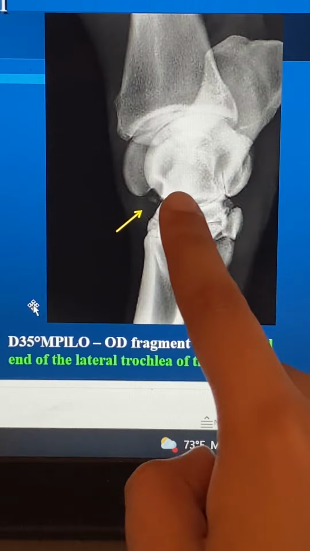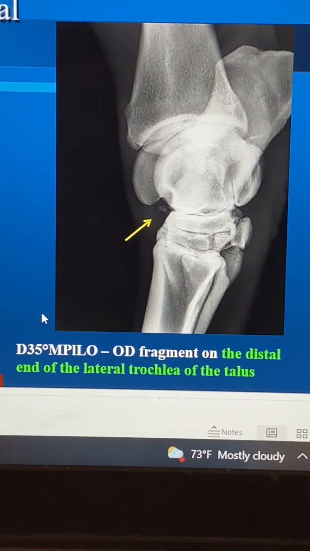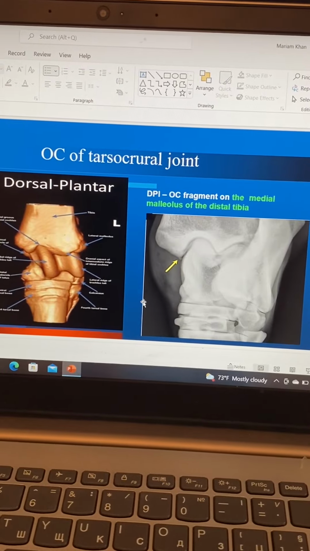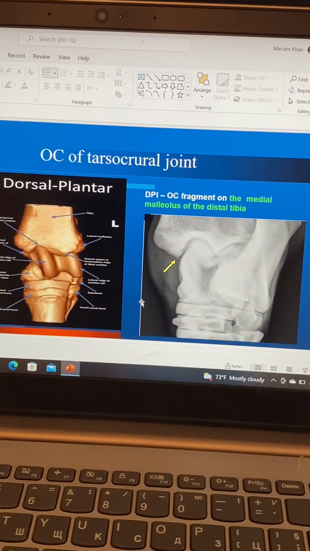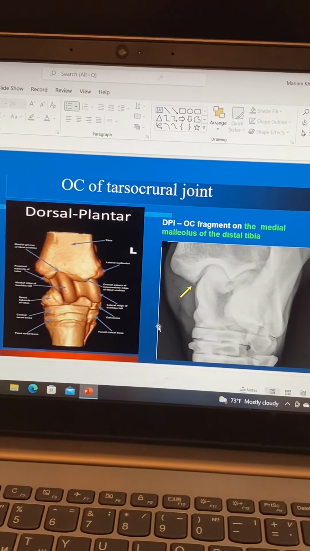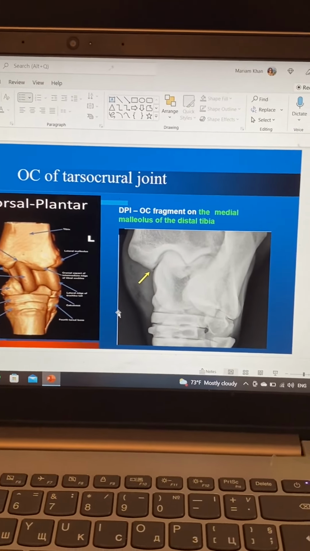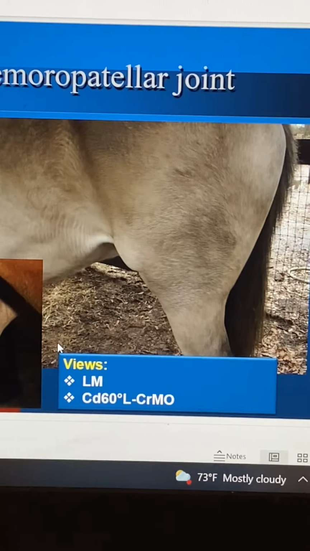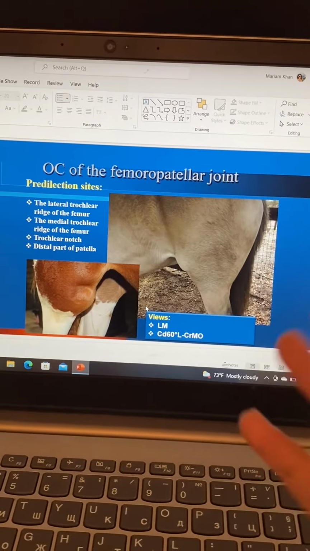Here again you can see a fragment on the distal end of the lateral trochlea of the talus, so that might come up. I'm just going to skip that, but yeah, you can do a dorsoplantar view. So they might ask you questions like, what kind of view will you do, maybe. This shows you osteochondritis of the tarsocrural joint, so it shows a fragment on the medial malleolus of the distal tibia. Now this is a bit easier.